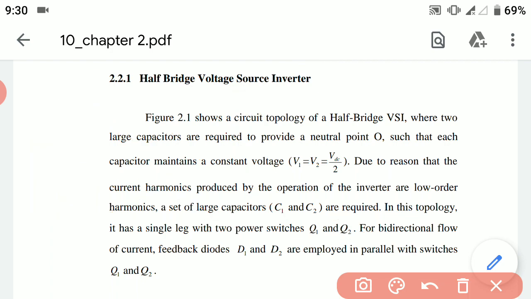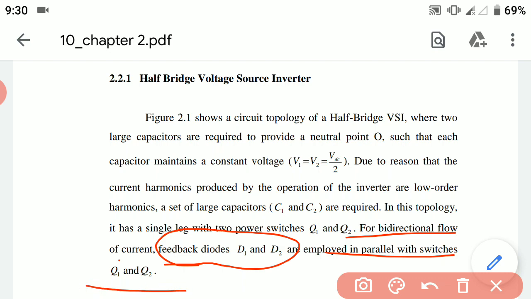For bidirectional flow of current, feedback diodes D1 and D2 are used. Here we are also using two diodes, D1 and D2. These two diodes are connected in parallel with the switches Q1 and Q2.